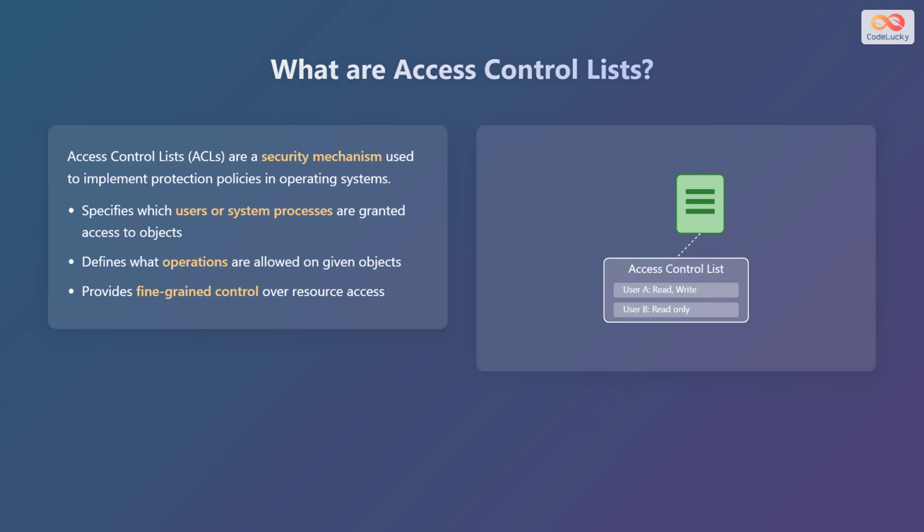Access control lists, or ACLs, are a security mechanism used to implement protection policies in operating systems. They essentially specify which users or system processes are granted access to specific objects, such as files or directories. ACLs define what operations like reading, writing, or executing are allowed on these objects. This provides fine-grained control over resource access, ensuring that only authorized users can perform specific actions on sensitive data.